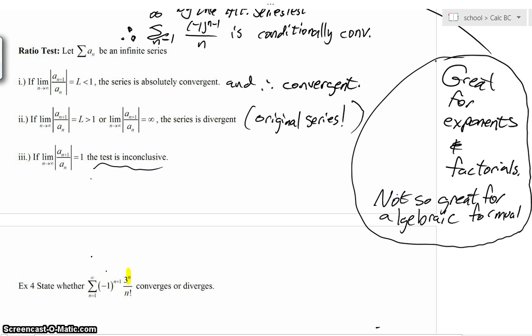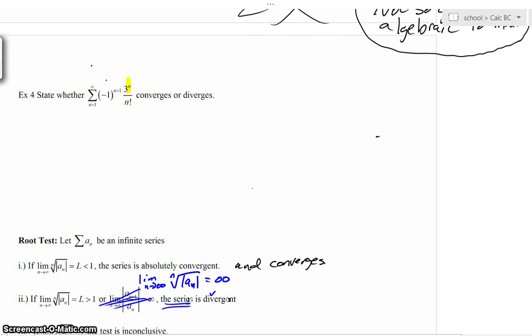It's great for formulas involving exponents and factorials. It's really not so great for algebraic formulas. Let's just say inside of sigma, you'd have 2n plus 3 all over n squared minus 1 or something like that. Such a situation really would not be helpful to use the ratio test. You'd see that you'd actually arrive at a ratio of 1. So that's what I mean when I say algebraic. But let's see this in action.